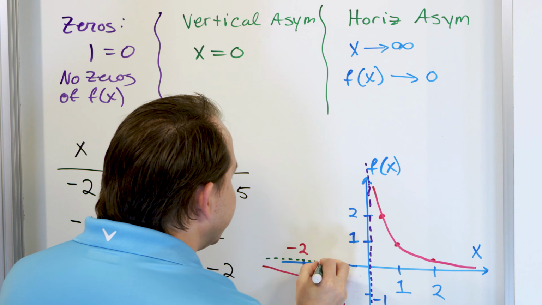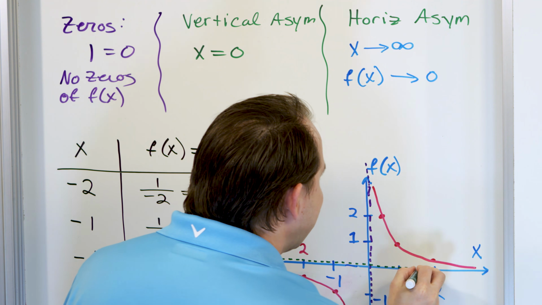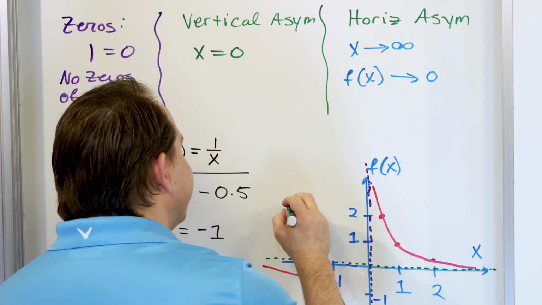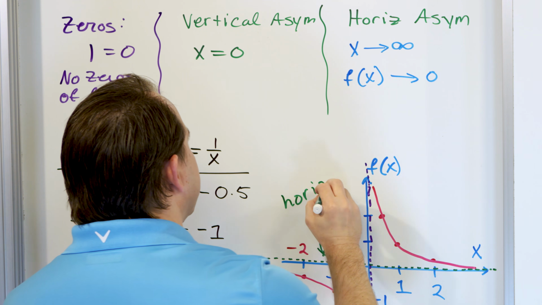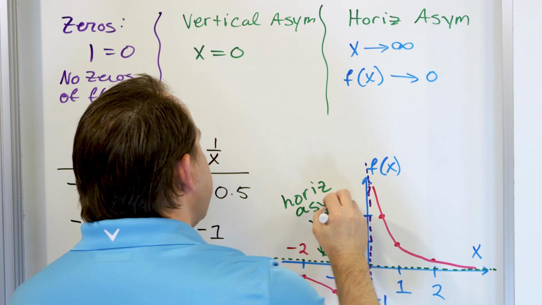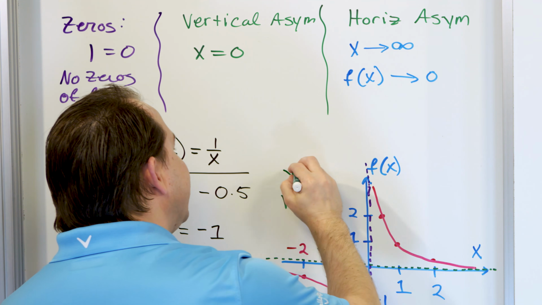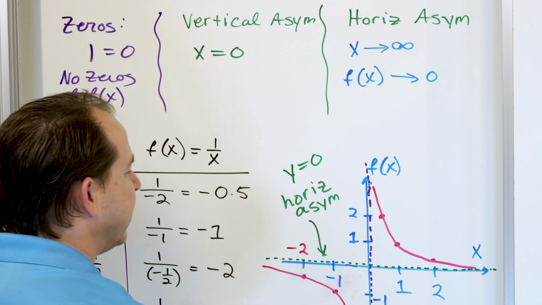So we put a little dotted line here, which is hard because it's right on top of the axis, but this is called a horizontal asymptote. So this green line is called a horizontal asymptote. And the equation of this green dotted line is a horizontal line at y is equal to 0, right? Y is equal to 0 is a horizontal line.